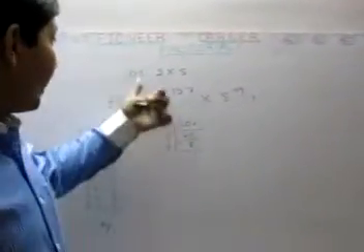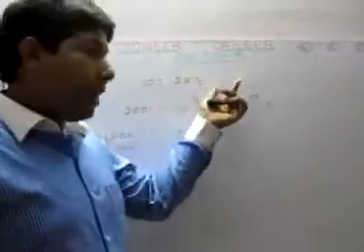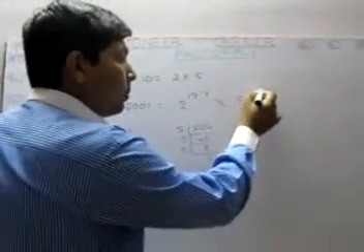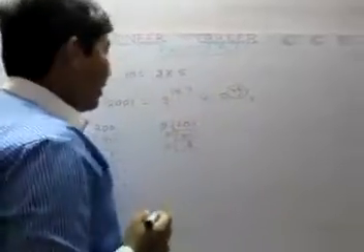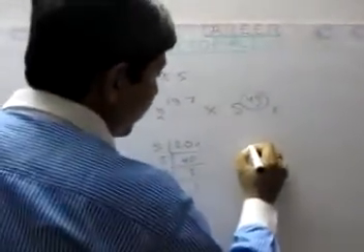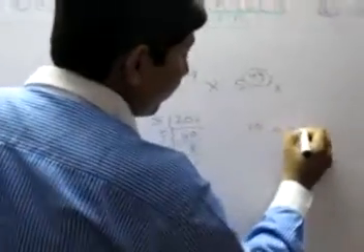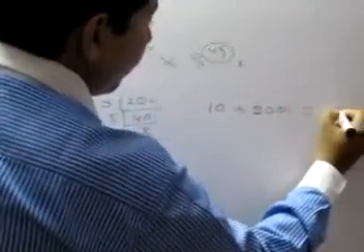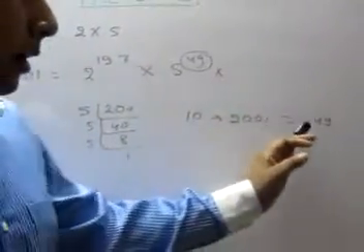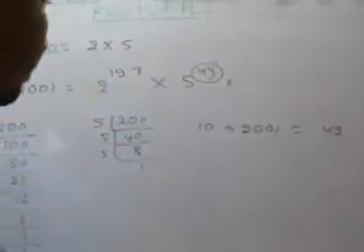So from where are we getting a 10? When we have a pair of 2 and 5. So in this number, how many pairs of 2 and 5 do we have? We have 49 pairs of 2 and 5. Hence the highest power of 10 is given by the highest power of 5. So the highest power of 10 in 200 factorial is equal to 49, or the number of zeros in 200 factorial is equal to 49.